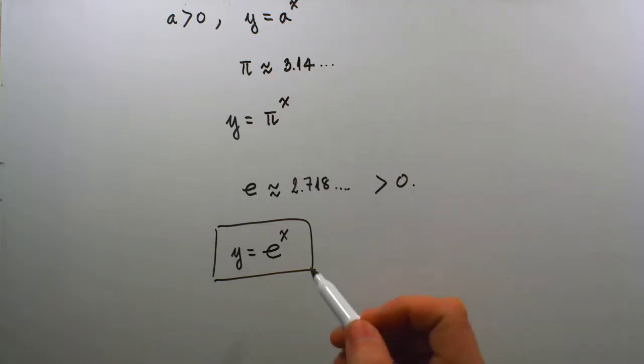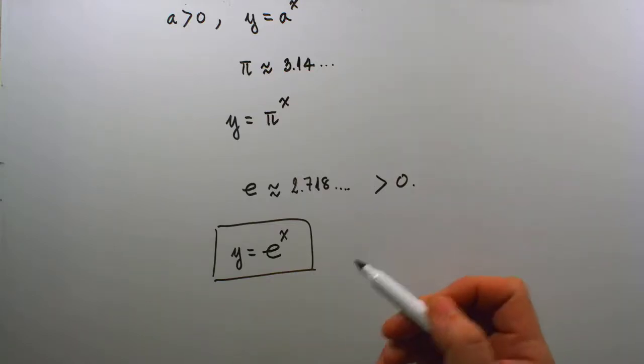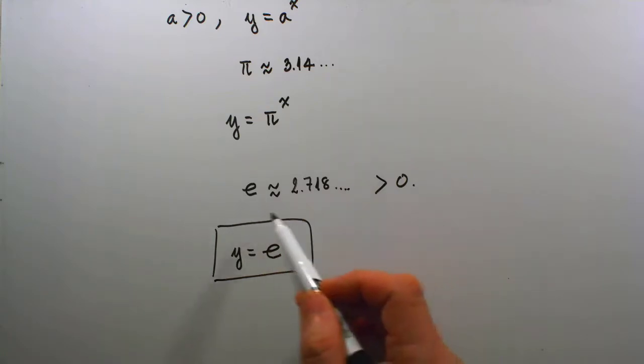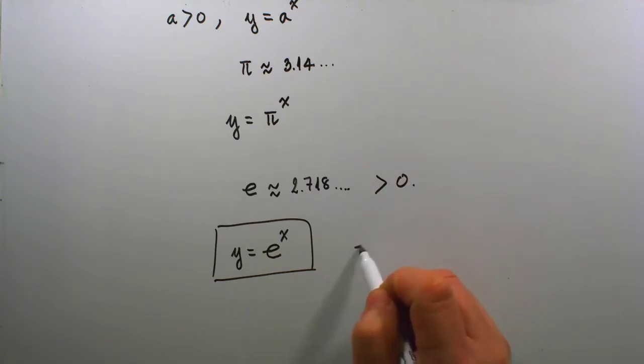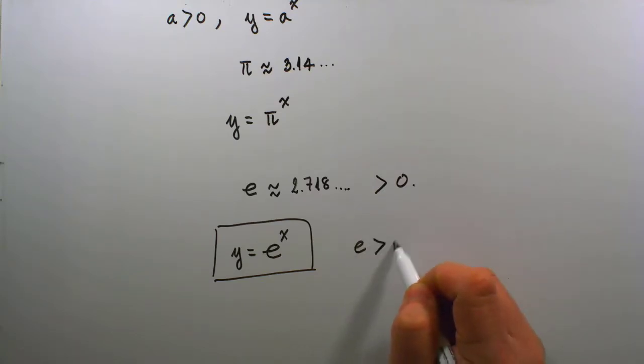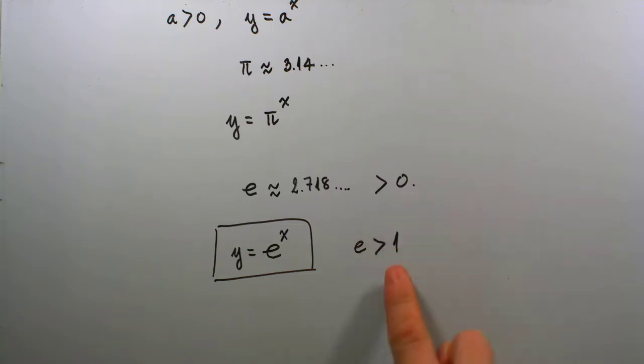As we move on in the course, we will keep exploring the applications of e to the x. But now, strictly looking at this as a mathematical function, as an exponential function in particular, it has a base value, base e, that's greater than 1. Positive, of course, but greater than 1.